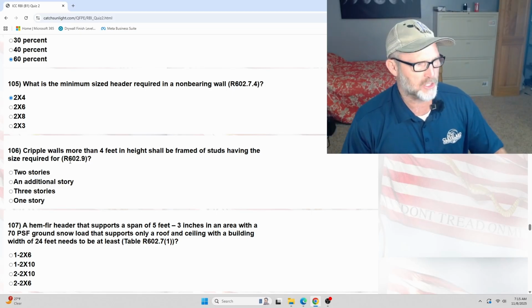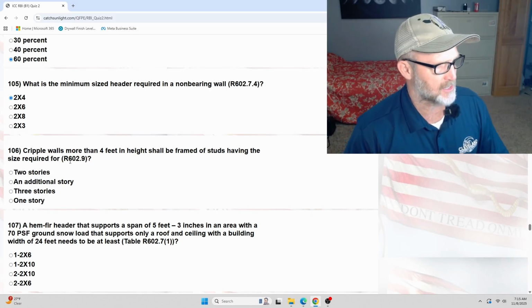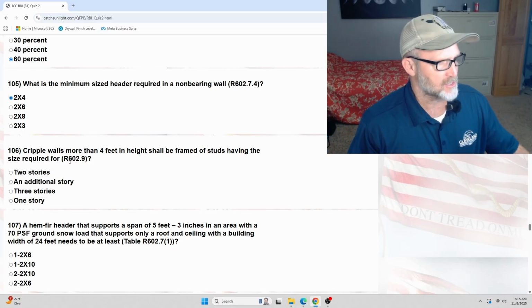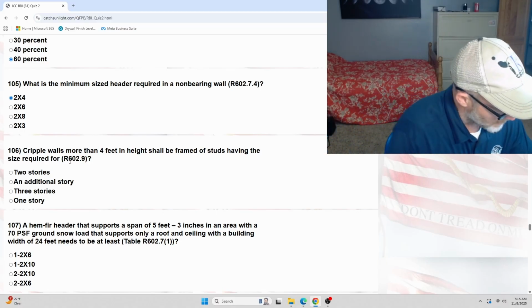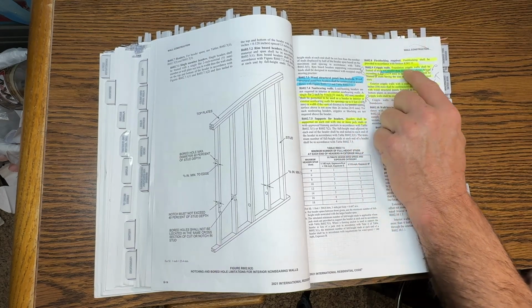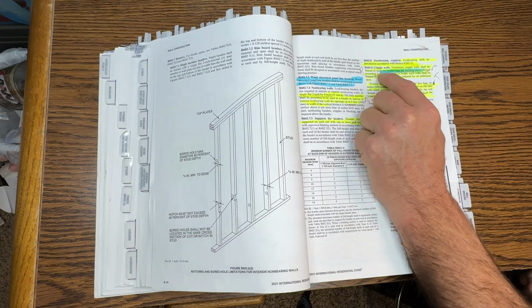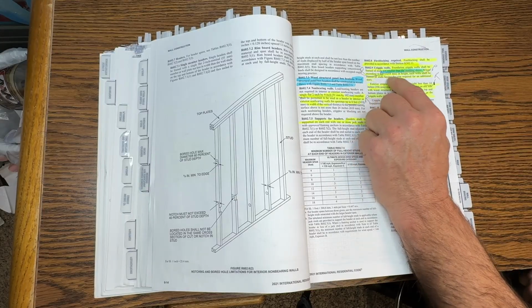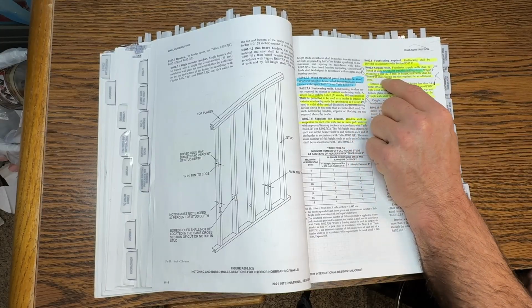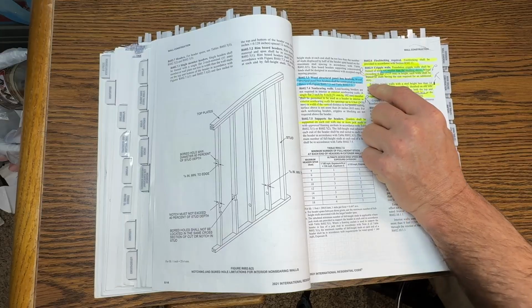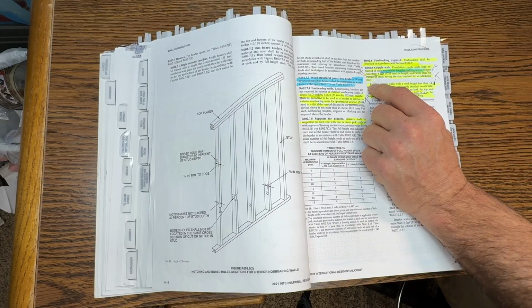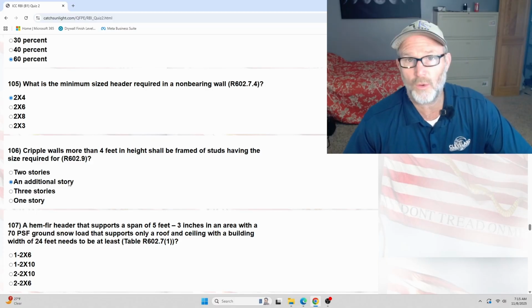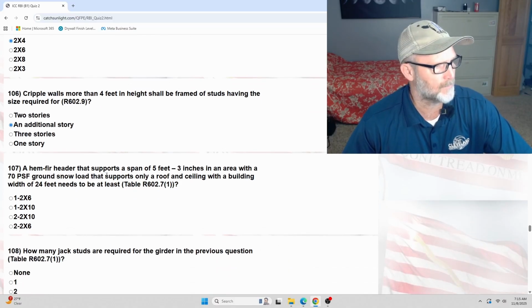But let me read the actual code to show how that says. So we're looking at it, 4 feet's the cutoff. So 602.9, cripple walls. Foundation cripple walls shall be framed of studs not smaller than the studding above. Where exceeding 4 feet in height, such walls shall be framed of studs having the size required for an additional story. So that's how you figure that out. So an additional story is the answer there. Let's read the next one.